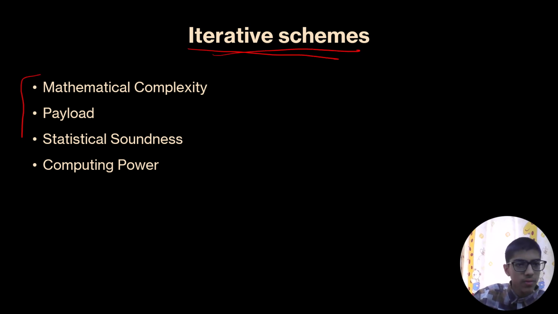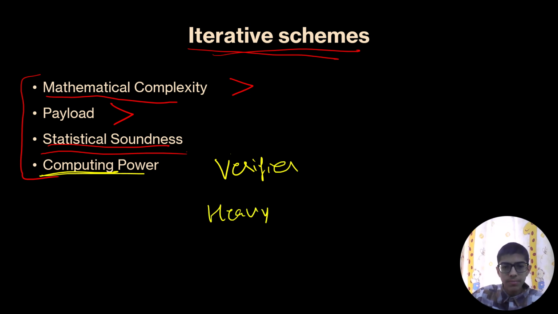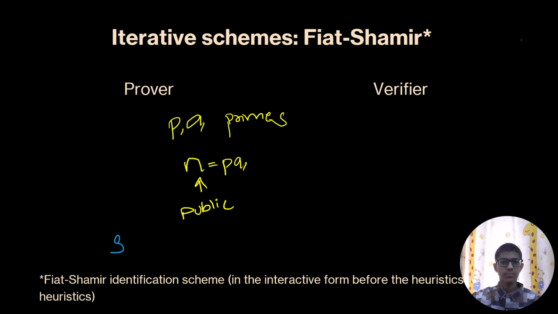First we have iterative schemes. For them we have these characteristics. For the mathematical complexity, it is more than the non-iterative ones. Payload is also more. For statistical soundness, due to the many iterations that are done, they are generally more statistically sound than non-interactive ones, though we are not always sure. For the computing power, it is computationally light for the verifier but heavy for the prover. The prover needs to do a lot of calculations, but the verifier has a comparatively light load.